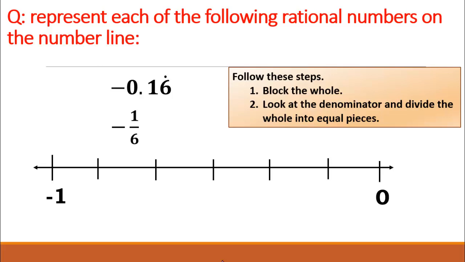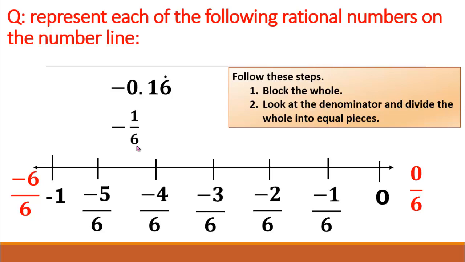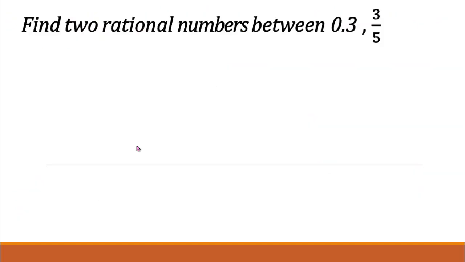Look at the denominator and divide into equal pieces. My denominator here is 6. So this means that I will have 5 rational numbers between the two integers. I know that 0 is 0 over 6 and negative 1 is negative 6 over 6. And here are the rational numbers included between. I am looking for negative 1 over 6, and here it is. It's so easy to plot a rational number on the number line if you follow the steps. And let's go now to another type of questions.